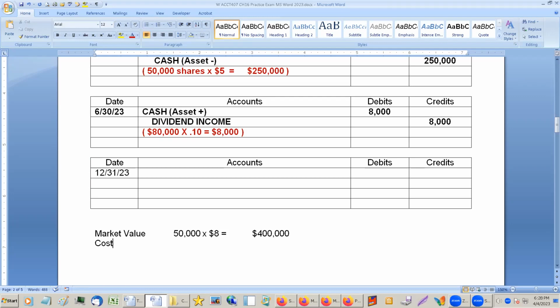And cost. I should say carry value. No. 50,000 times 5. If you do it at the carry value, you also wouldn't have to worry about what the adjustment is in the account. We're not going to worry about it right now.